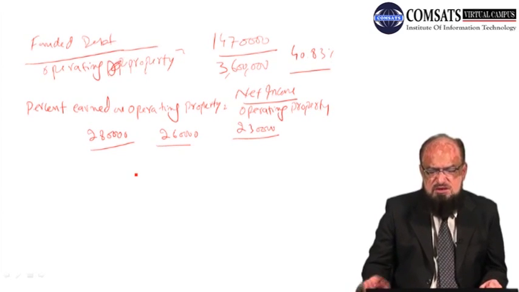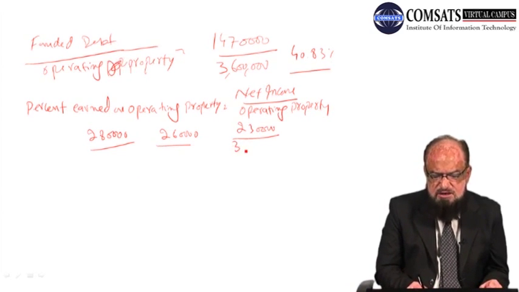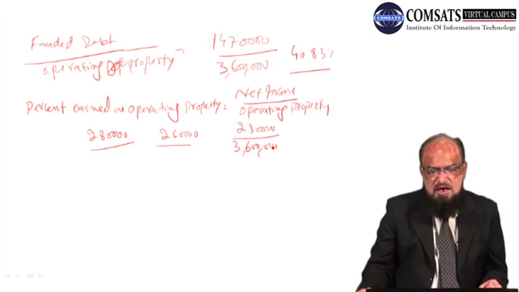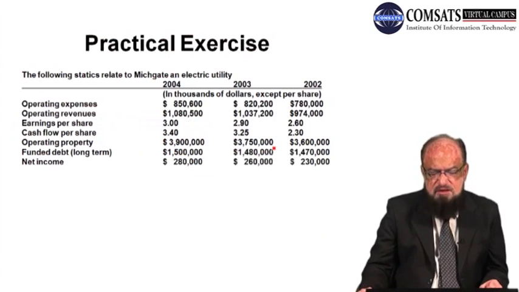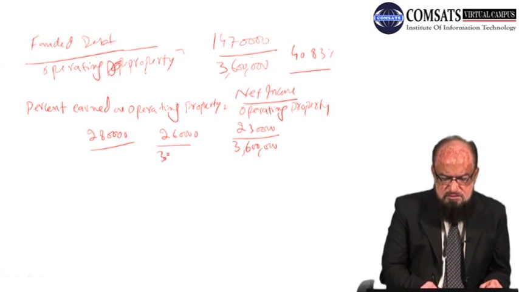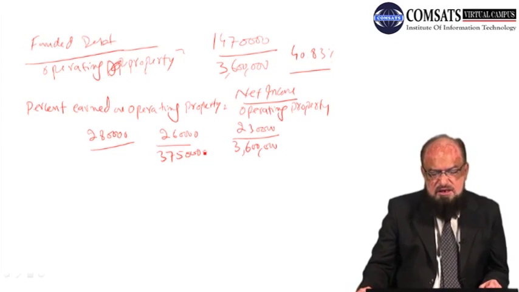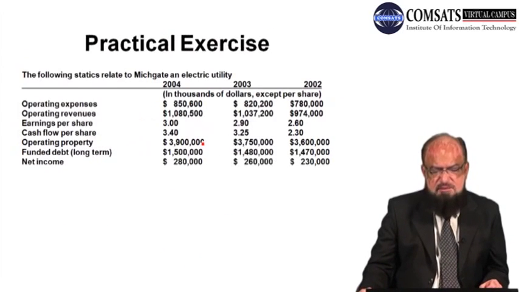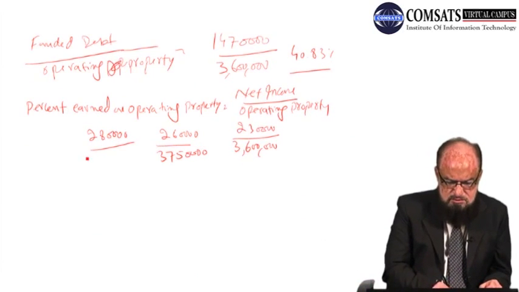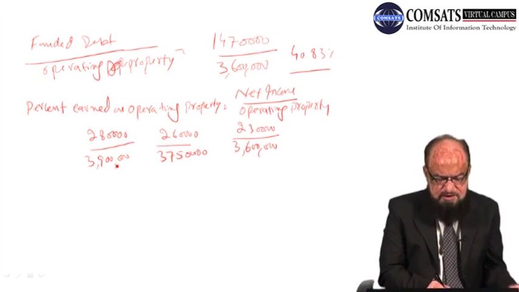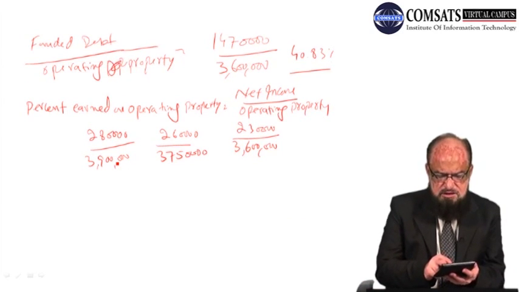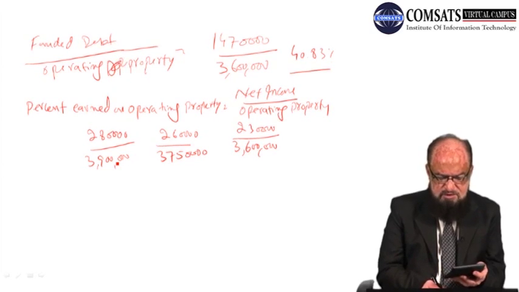Operating property for year 2002 is given as 3.6 million, and for year 2003, 3.75 million, then 3.9 million for 2004. Divide them all. 280,000 divided by 3.9 million, multiplied by 100, is 7.18%.